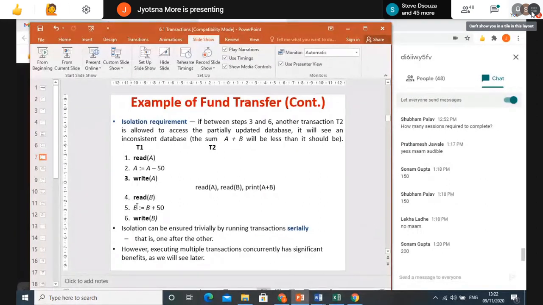Fine. So for a successful transaction, it should follow the ACID properties, which are atomicity, consistency, isolation, and durability. Okay. Any doubt till here?